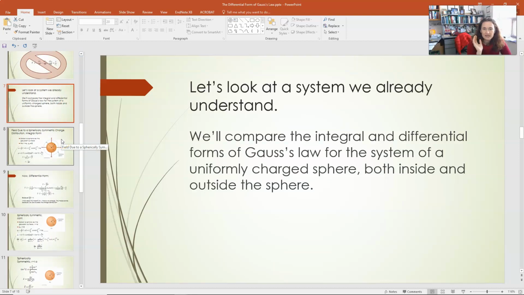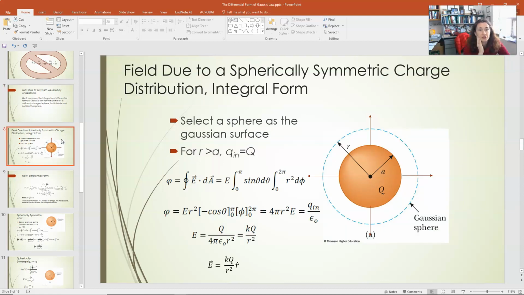All right, now that I've hopefully beaten that dead horse, let's talk about a system that we already understand and apply both the integral and the differential forms of Gauss's law and see if we can interpret what this might mean for us conceptually, okay? So the one that I've decided to pick on is one that I covered in a previous online lecture, and it's a uniformly charged sphere. And we're going to look at this uniformly charged sphere and see what the electric field is like everywhere using regular integral Gauss's law, and then we're going to apply the differential form of Gauss's law and see what happens, okay? So this might look familiar from a previous lecture.